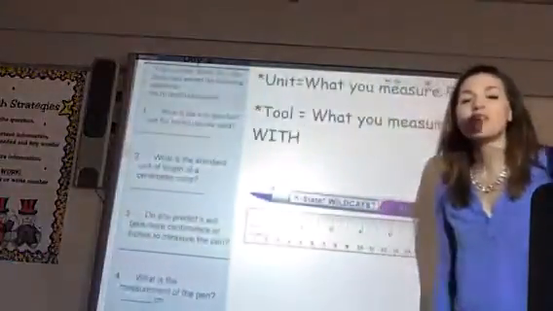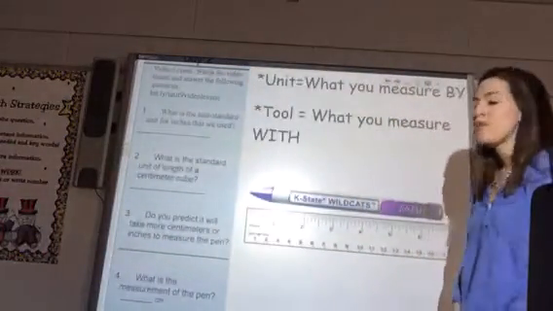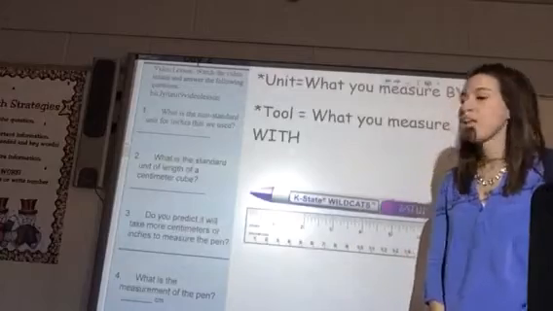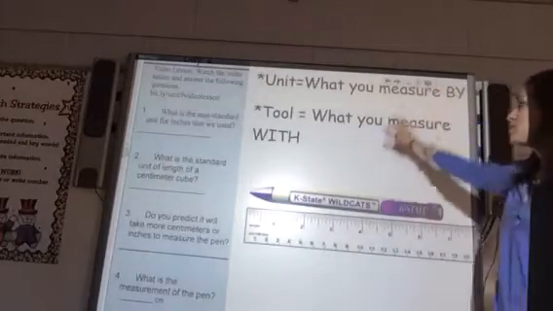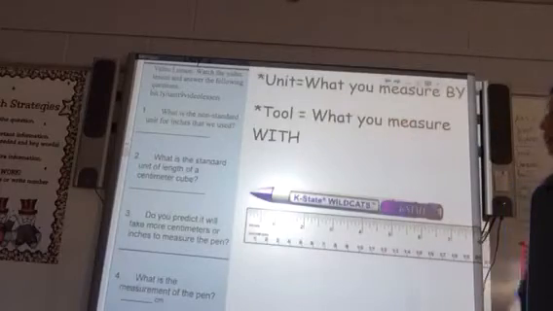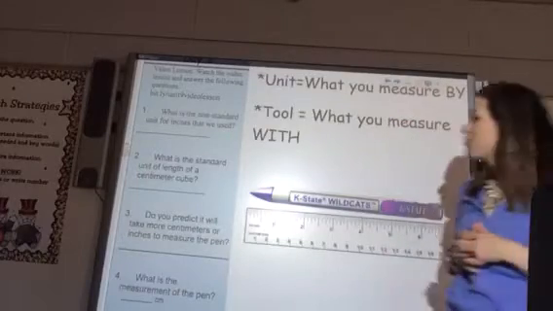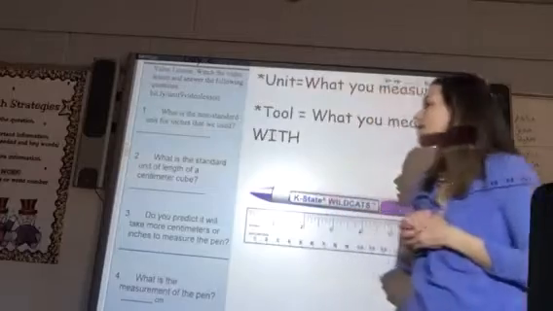Hi guys, this is Unit 9 video lesson. We have been talking about measuring length and all the units that you measure by for length and the tools that you measure with. So let's review that for a little bit. Number 1 and 2 are review.